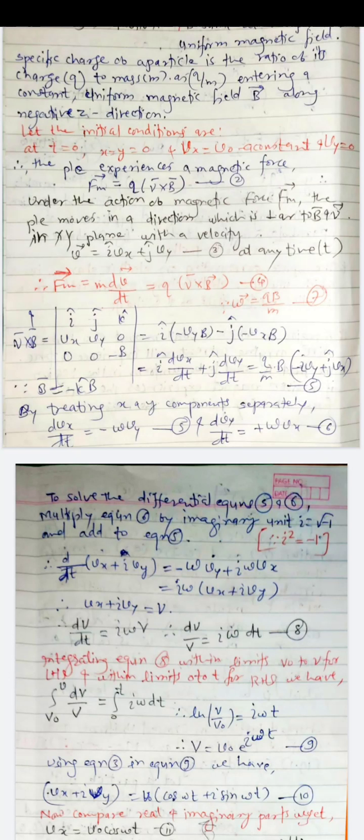By treating x and y components separately from the above equation, we can write this equation, on component comparison, as dvx by dt equal to minus omega vy, and dvy by dt equal to plus omega vx. These are our equations number 5 and 6 on comparing x and y components separately.